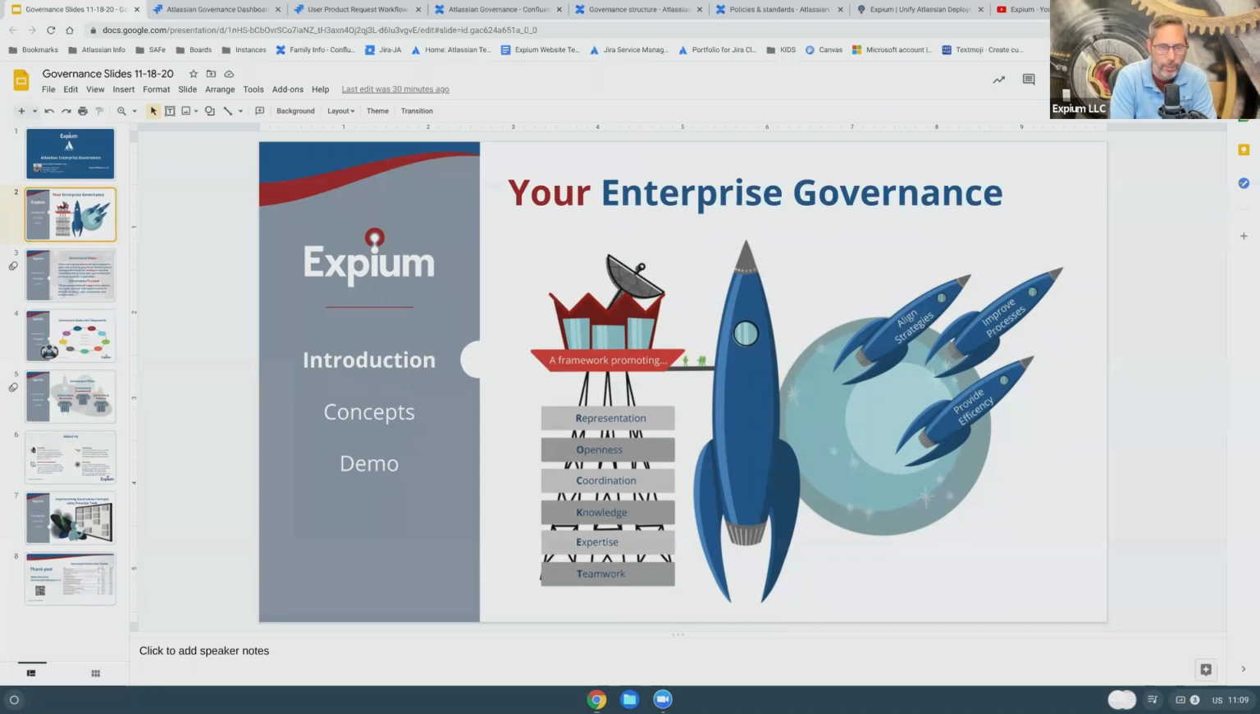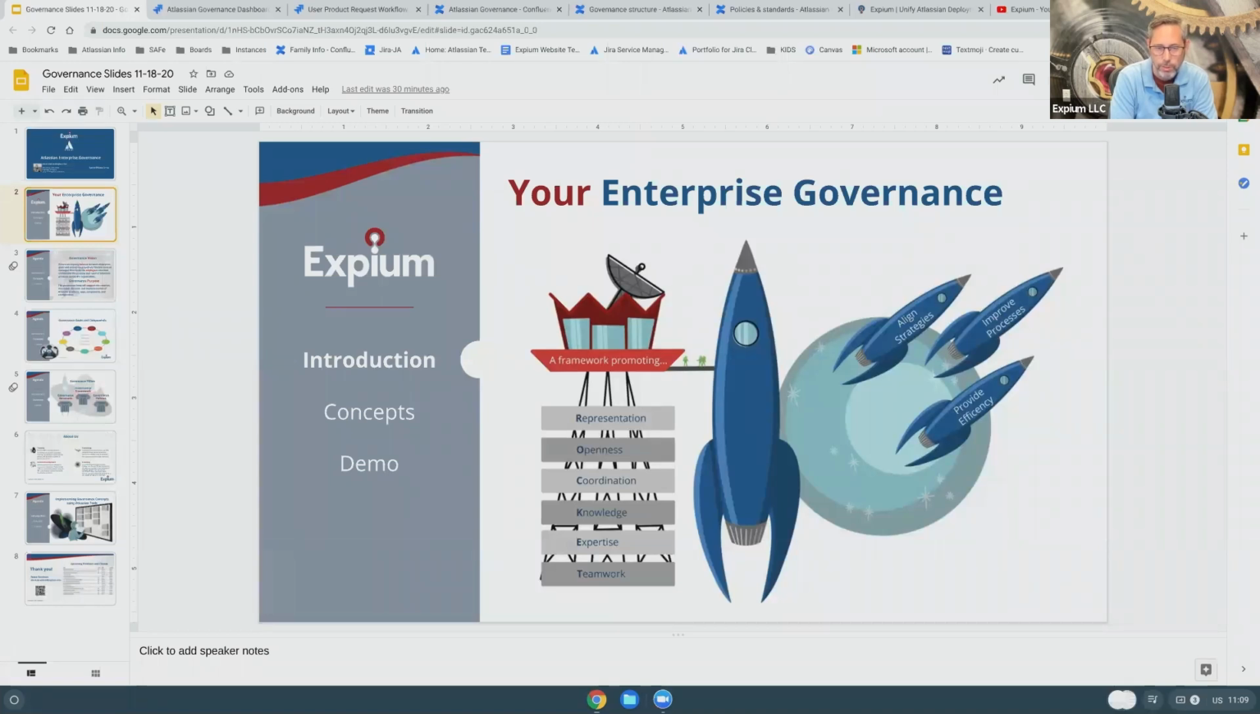To help us remember this quirky analogy, I've put together a series of words that, yes, of course, spell the word ROCKET, that really define what Atlassian enterprise governance is. First of all, representation.